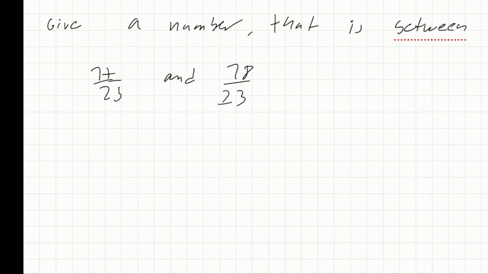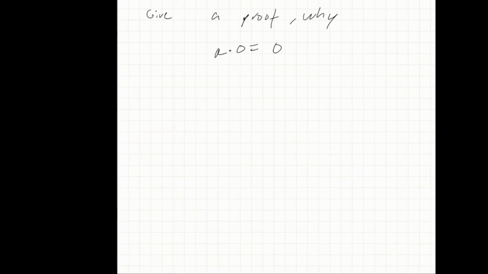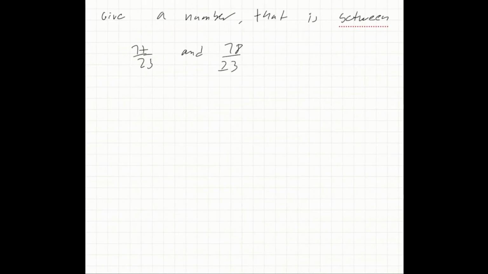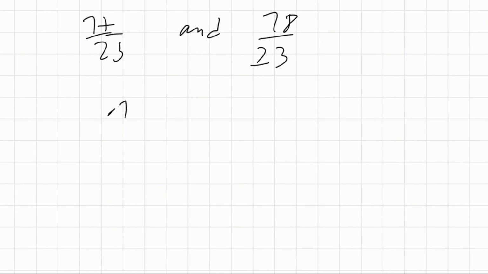Give a number that is between 17 divided by 23 and 18 divided by 23. Pause the video, just do this real quick. So, where is it? I thought I actually wrote it down. What you can do here, for example, the number is, yeah, this should be right. Yeah, exactly.